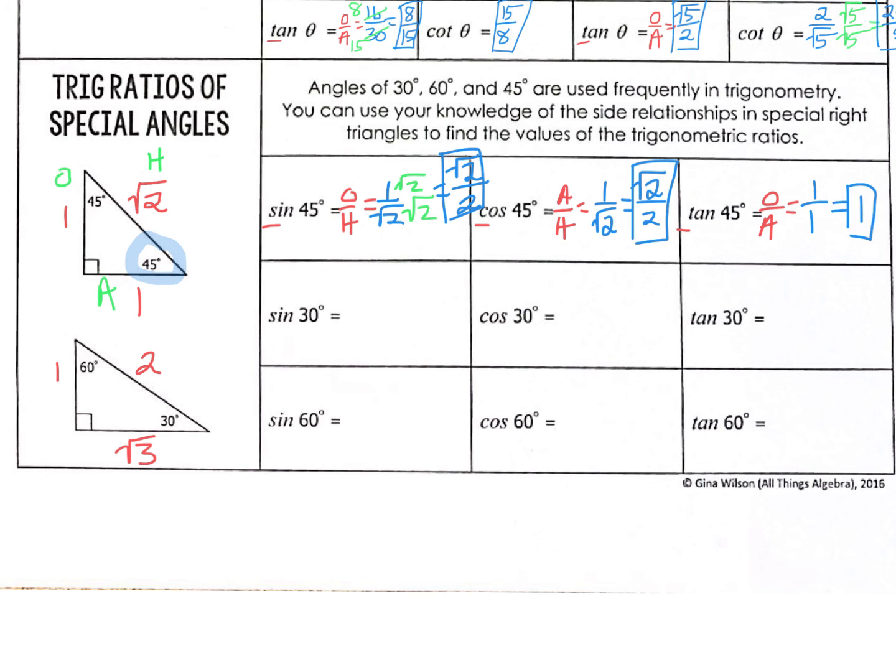Then let's move to our 30-degree angle. So our 30-degree angle is right here. And so for the 30-degree angle, opposite is going to be here. Whoops, I don't want that color. Opposite is going to be here. Adjacent will be here, and this will be the hypotenuse.